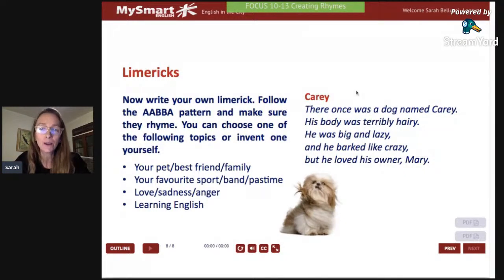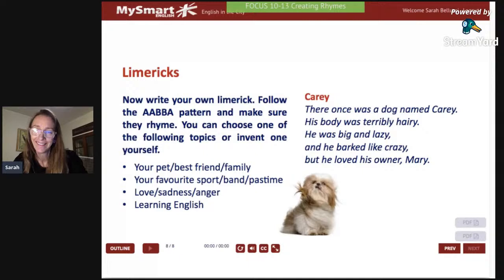So here you have the example on the right about Carrie. They often start these limericks with, there once was a girl called, there once was a town called, there once was a man called, etc. And then you follow it up with 5 lines and they rhyme. A, B, B, A.